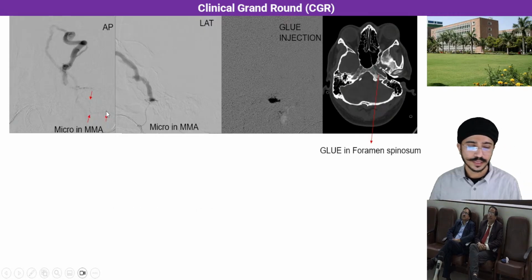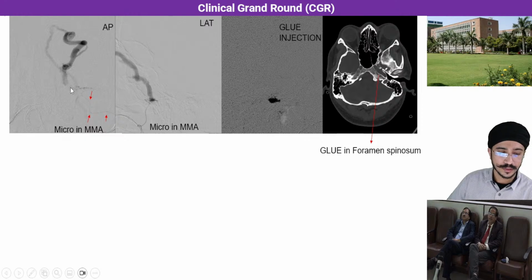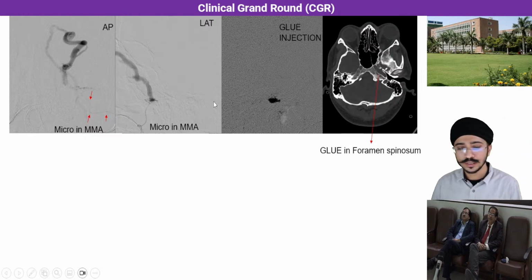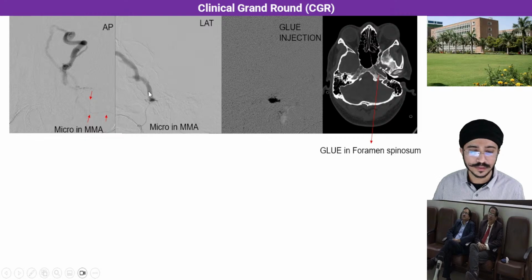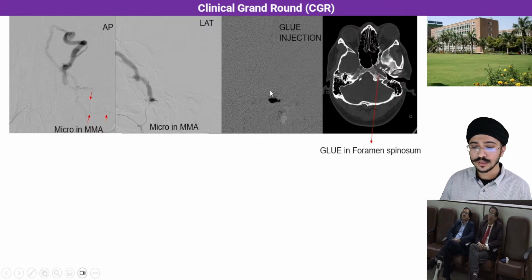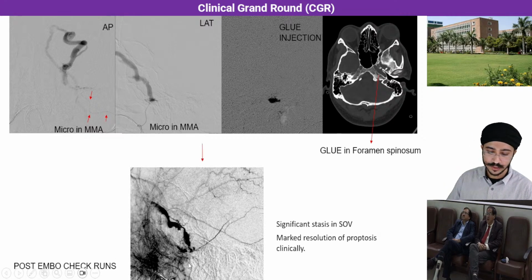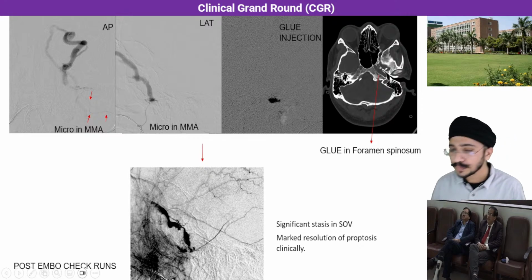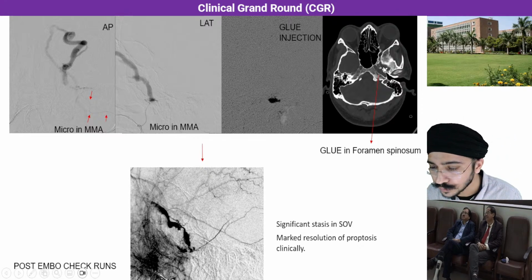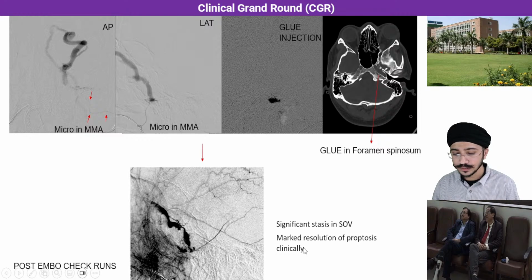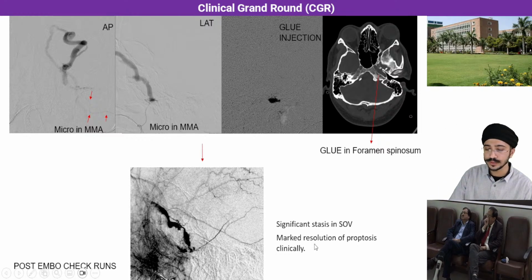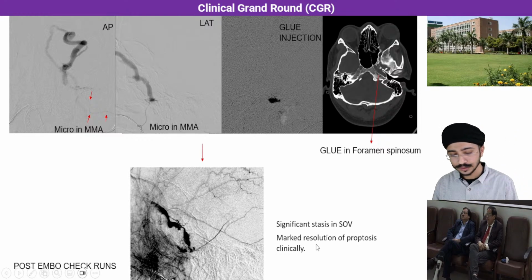So arterial access again via the MMA. We went to the fistula site and took a micro run, which showed the filling of the superior ophthalmic vein. The glue injection was done in this case, and the post-embolization check runs revealed significant slowing of the flow in the superior ophthalmic vein. We can also appreciate glue here in the foramen spinosum, and the patient's symptoms markedly reduced with resolution of proptosis and chemosis.